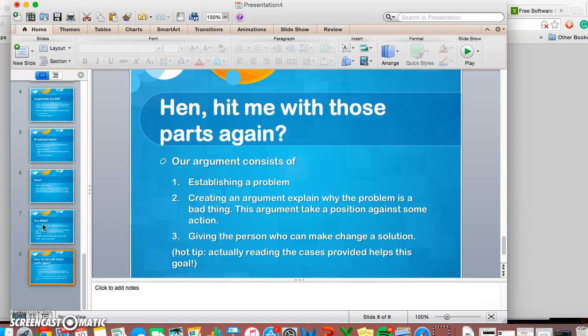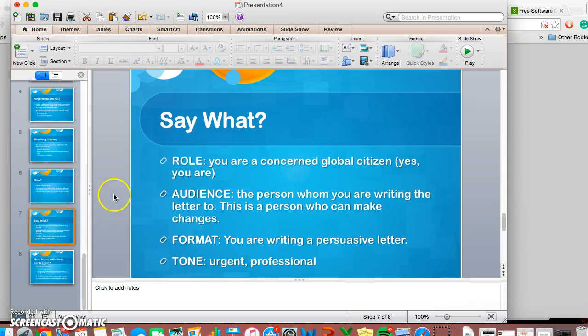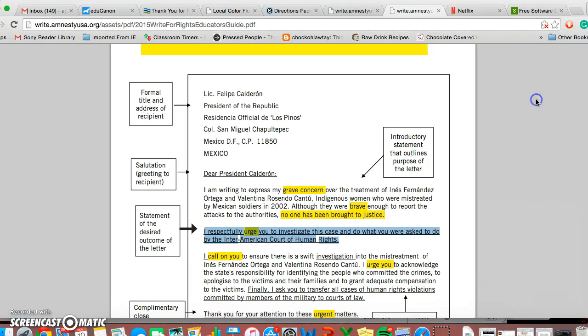All right? And just so that we're all super clear, I want to RAFT us so that we're focused on what it is that we're trying to do with this. Your role as the writer is a concerned global citizen. The audience that you're trying to appeal to is a person in power who can make changes in the situation that you've selected. And the format that you're writing is a persuasive letter, meaning you're writing a persuasive argument, trying to get the person to take some sort of active change in a problem situation. And the tone is urgent and professional. So let's look at a sample.